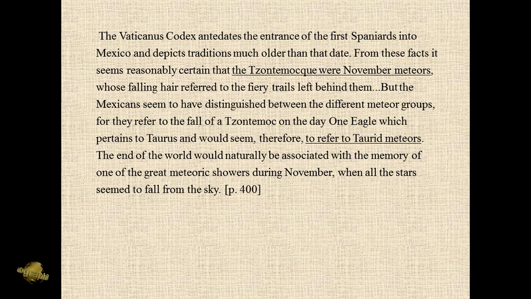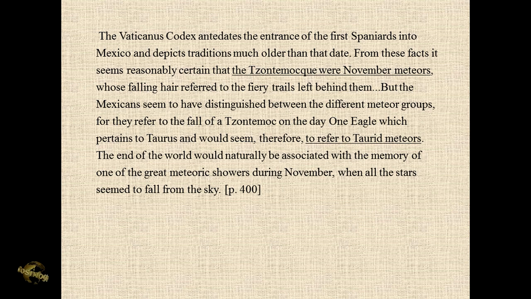From these facts, it seems reasonably certain that the Tzontemocque were November meteors, whose falling hair referred to the fiery trails left behind them. But the Mexicans seemed to have distinguished between the different meteor groups, for they refer to the fall of Tzontemocque on the day One Eagle, which pertains to Taurus, and would seem, therefore, to refer to Taurid meteors. The end of the world would naturally be associated with the memory of one of the great meteoric showers during November, when all the stars seemed to fall from the sky.